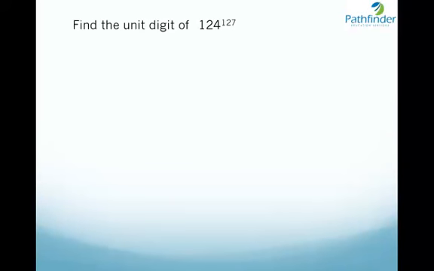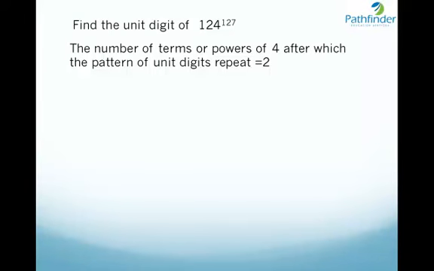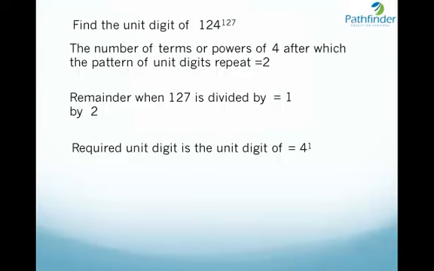Find the unit digit of 124 raised to the power of 127. In this case, the unit digit depends on the unit digit of 124, which is 4. And you will observe that the pattern of 4 repeats after every 2 digits. So if the pattern repeats after every 2 digits, we'll divide the power 127 by 2. 127 when divided by 2 yields a remainder of 1. So the required unit digit is the unit digit of 4 raised to the power of 1, and therefore 124 raised to the power of 127 will give us a unit digit of 4.